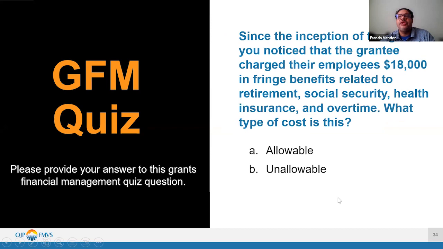Since the inception of the grant, you noticed that the grantee charged their employees $18,000 in fringe benefits related to retirement, Social Security, health insurance, and overtime. What type of cost is this? Are these fringe benefits that were listed allowable or unallowable? Okay, let's do the poll question.